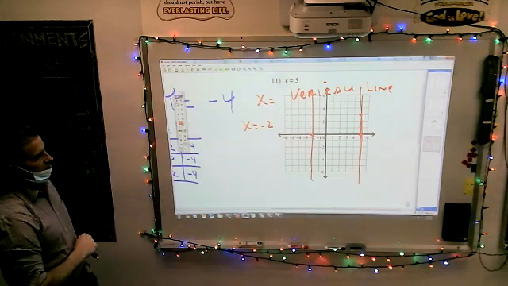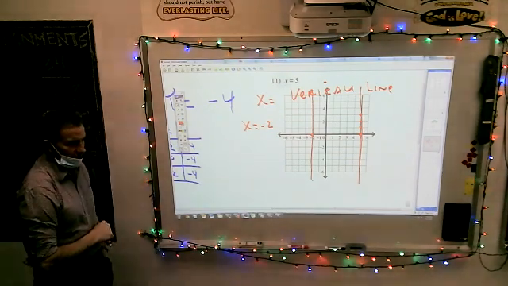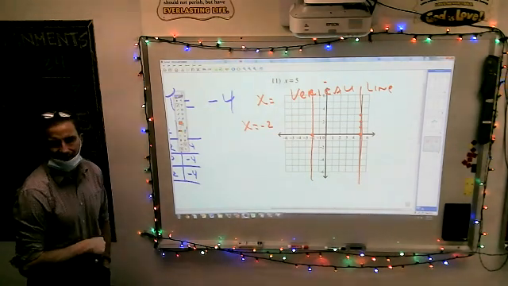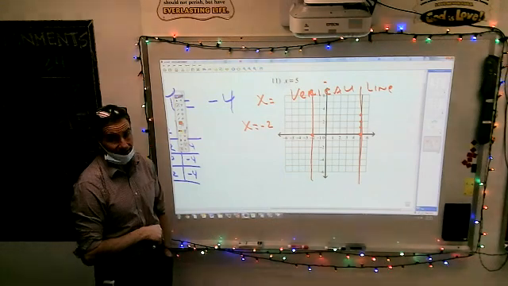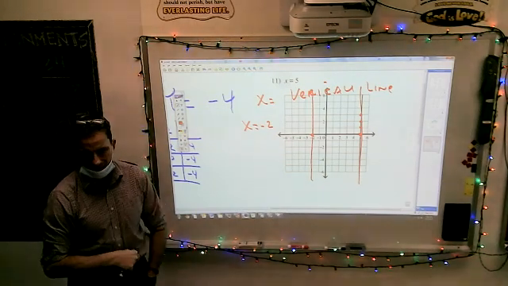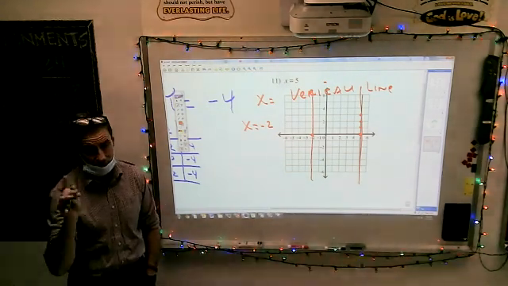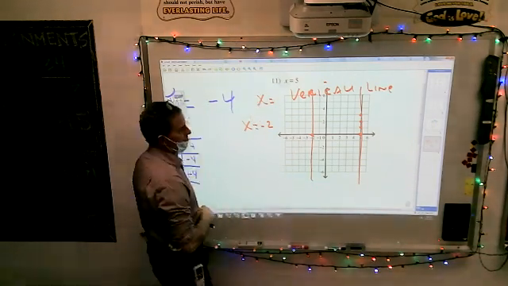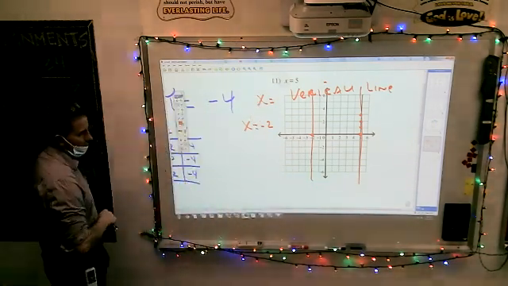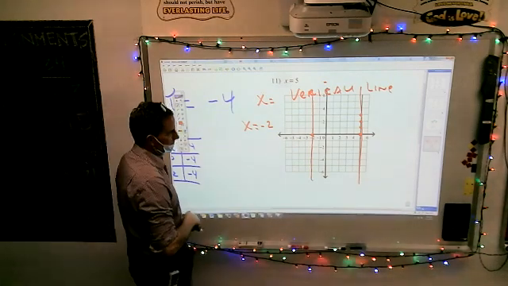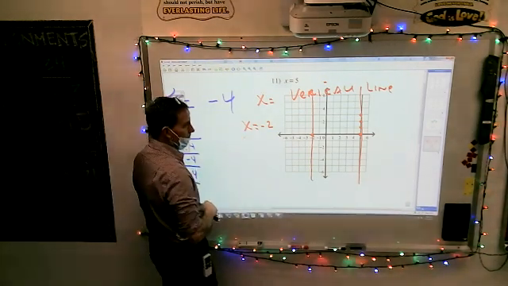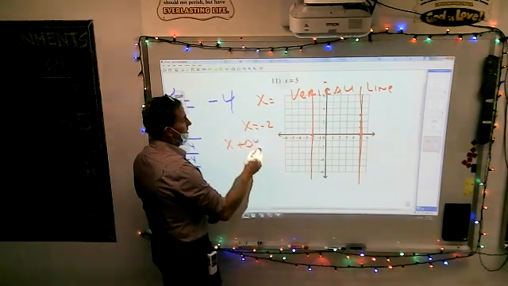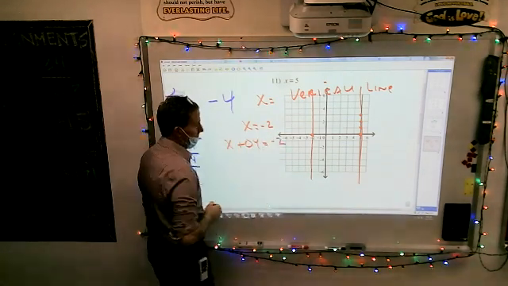Is x equals negative 2 a function? No. It doesn't pass the vertical line test because at every vertical line it has zillions of values. Remember, the vertical line can only cross the graph at one place. This is a vertical line and it crosses everywhere. Now, if you were writing this in standard form, again, it would be x plus 0y equals negative 2.